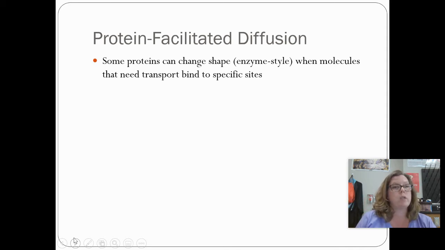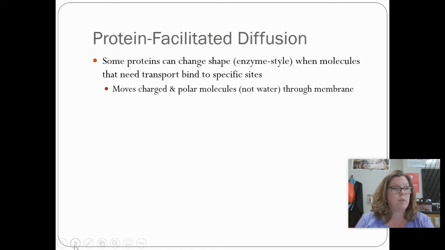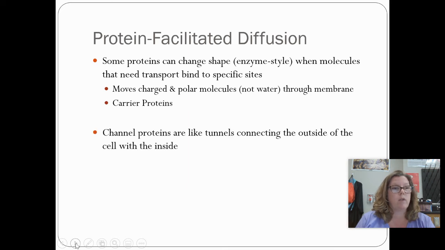All right, so some proteins can actually change shape when molecules that need to be transported bind to them. Okay, so sometimes an ion can bind temporarily to a protein, and that will cause a conformational change in the protein that allows the thing to get inside. Okay, that's what we call having a carrier protein. So that's going to move charged and large polar molecules through the membrane. Okay, so that's a carrier protein that can do that.